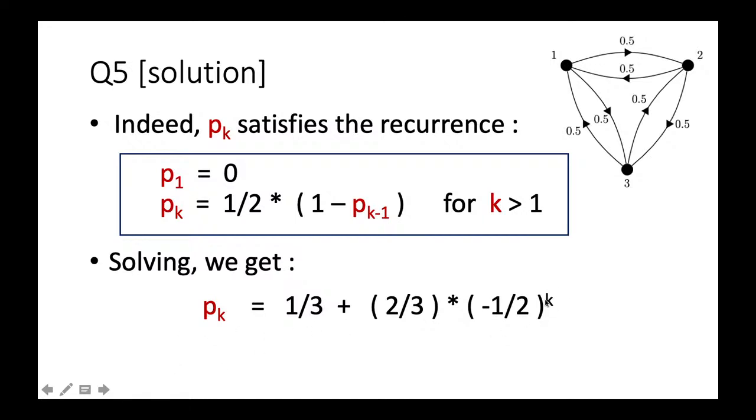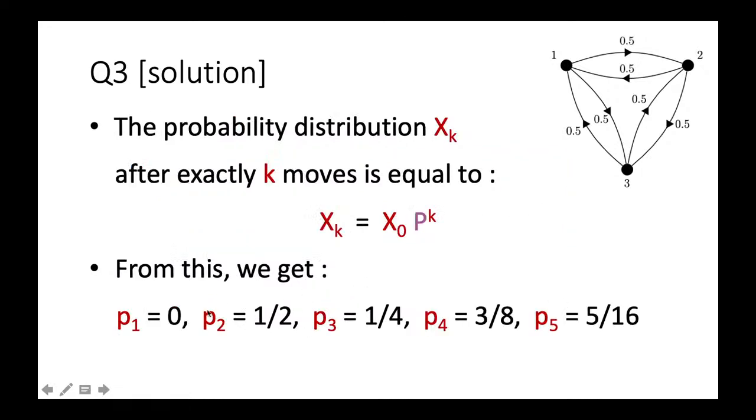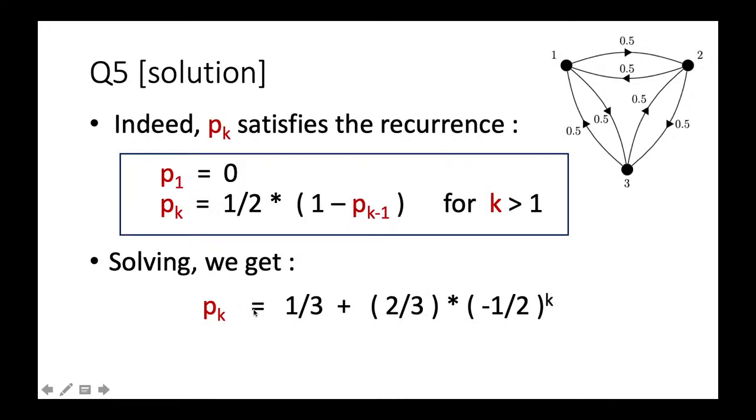And let's say k is equal to 2, what will happen? When k is equal to 2, this is going to be 1/4. 1/4 multiplied by 2/3, we get 1/6. 1/6 plus 1/3, we get 1/2, and that agrees with this one. So indeed, this is a formula to compute pk for all values of k.